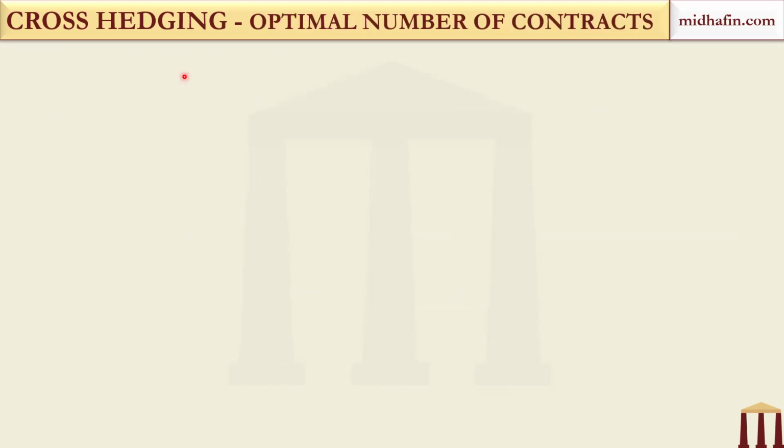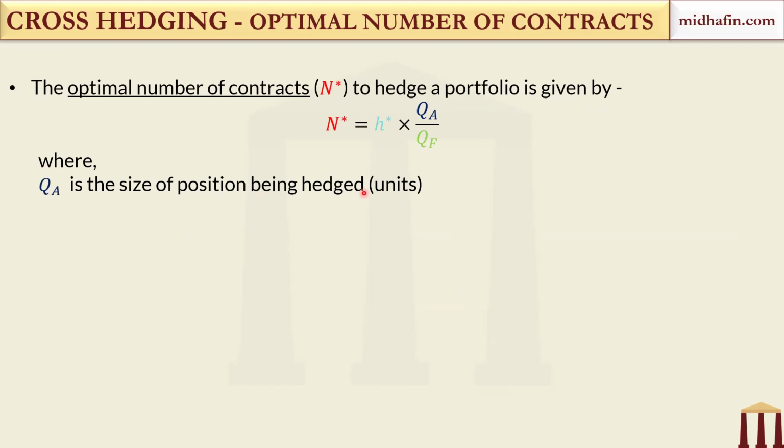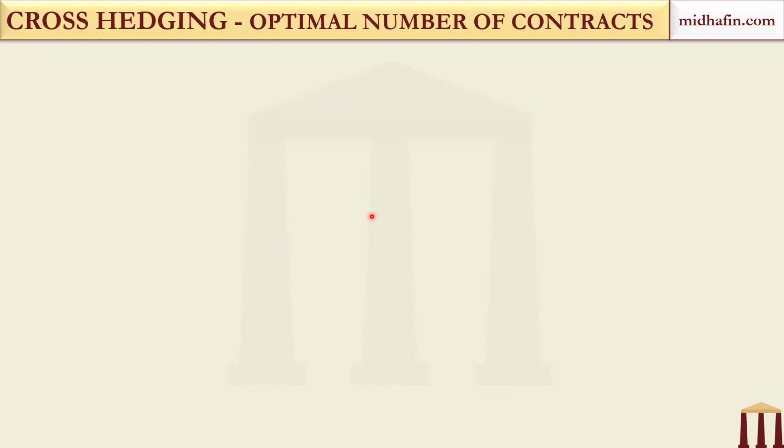Optimal number of contracts. This is the formula to find the optimal number of contracts to hedge a portfolio, where QA is the size of the position being hedged and QF is the size of one futures contract, both in units. Let's take an example. Let's say you have 800,000 gallons of jet oil as your spot asset, and the volatility of jet oil is given to be 8%.